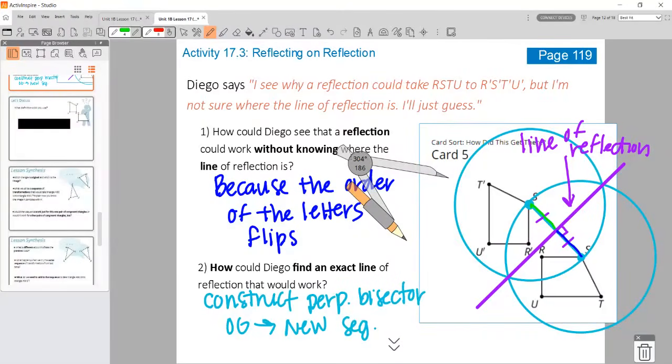So sometimes you can see other ones. If you just want a set path to get there, you can always translate, rotate, reflect. Sometimes you might be able to see some other things, and then you could say reflect over the perpendicular bisector of SS prime. Or you could construct it and show exactly where it is.